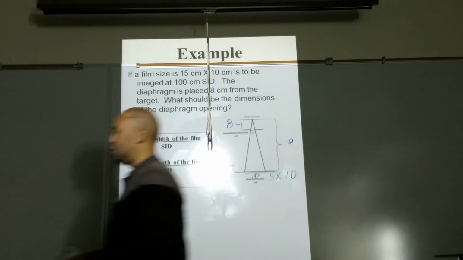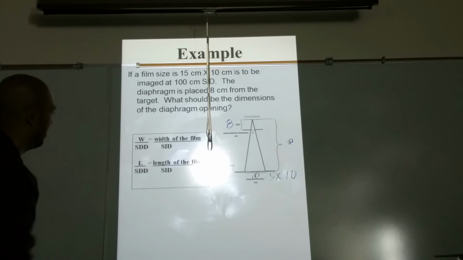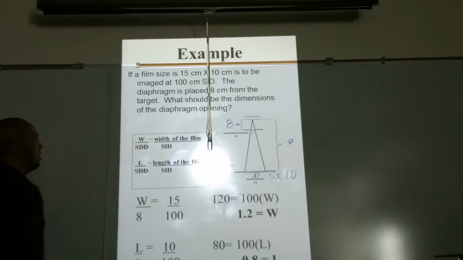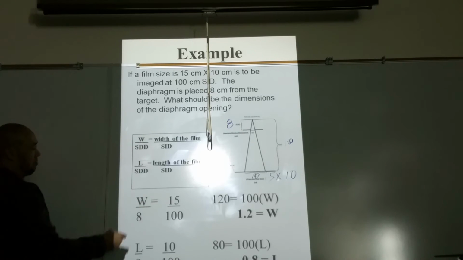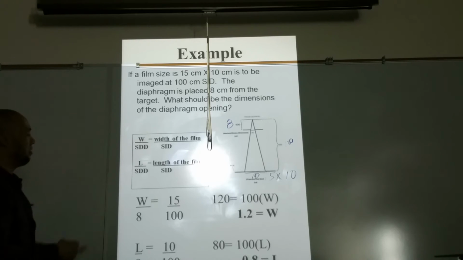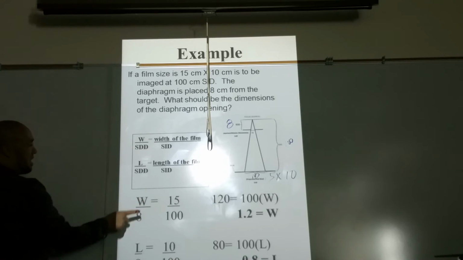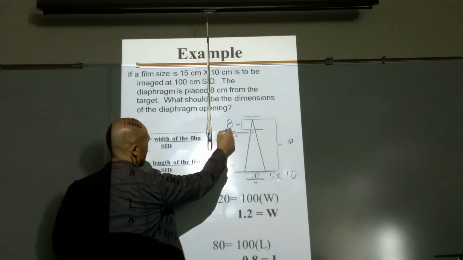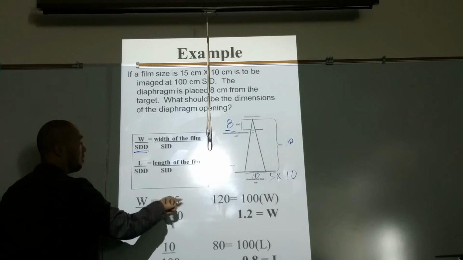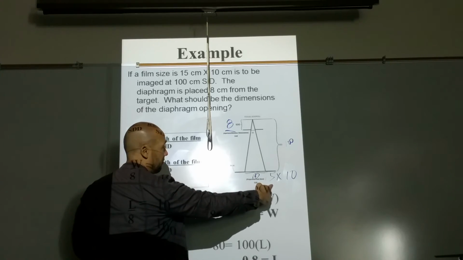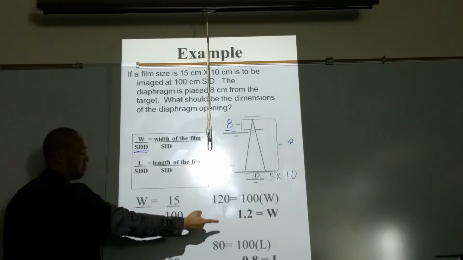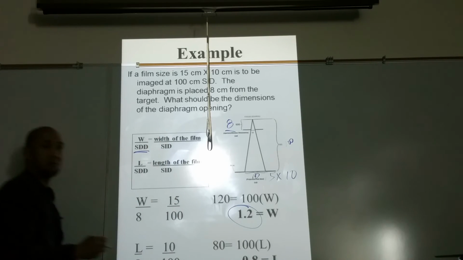All right. So again, we got to do this twice. Your first dimension, we're going to figure that out. The first dimension of my window, the width, over 8, where did I get 8? The SDD. Here's my 8, SDD, is equal to the first dimension, 15, over a distance of 100. Cross multiply and divide, 1.2.